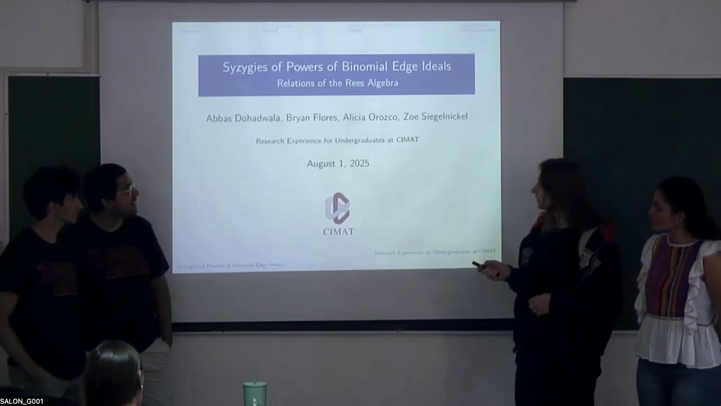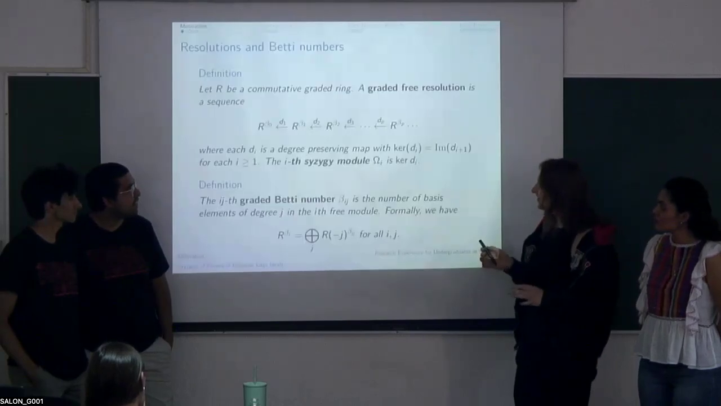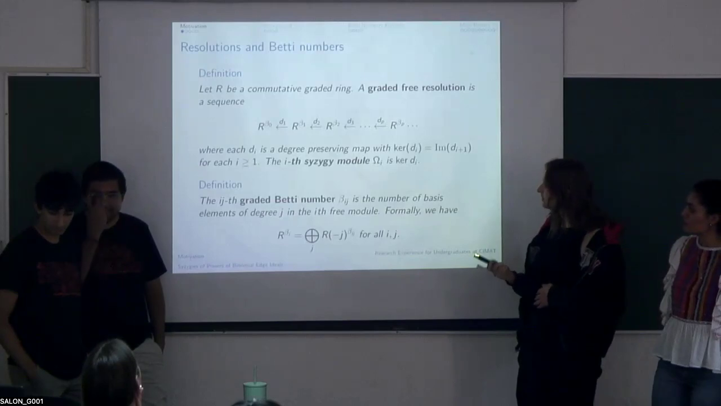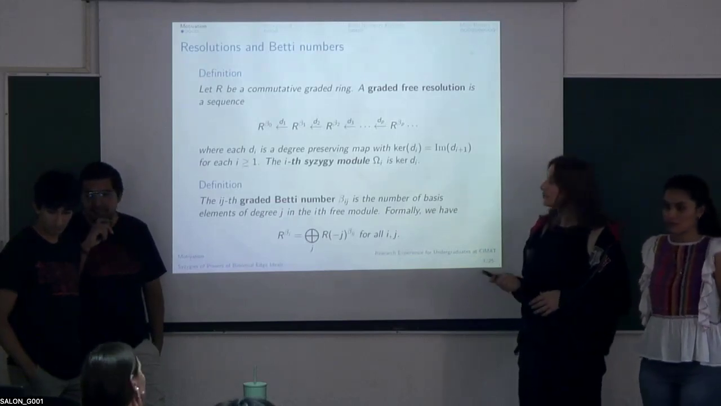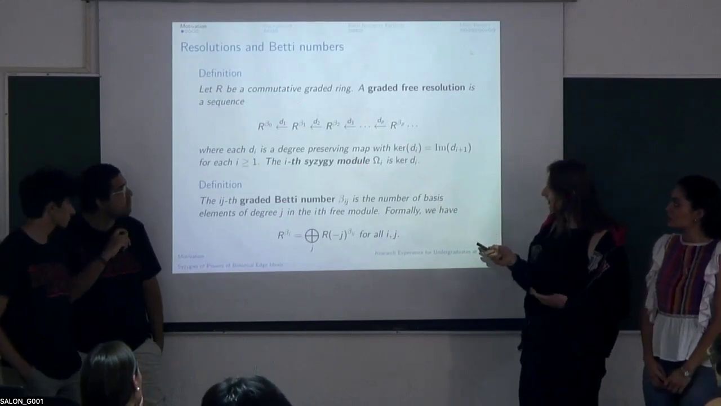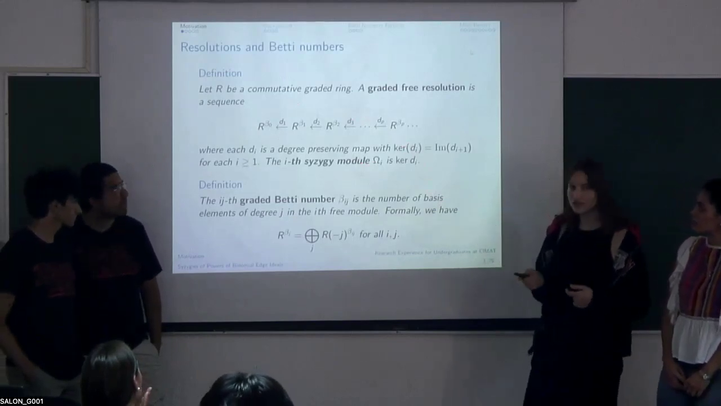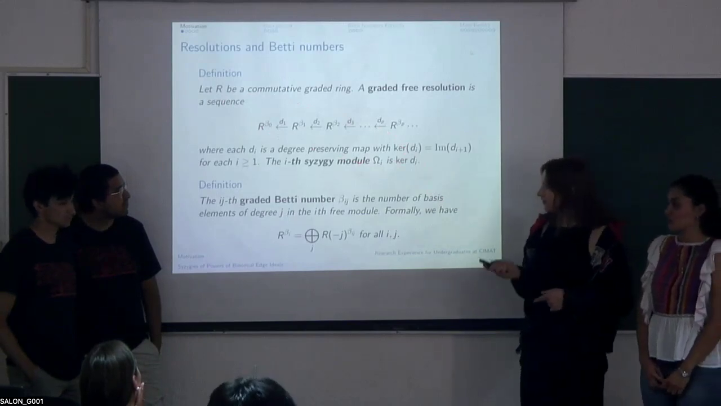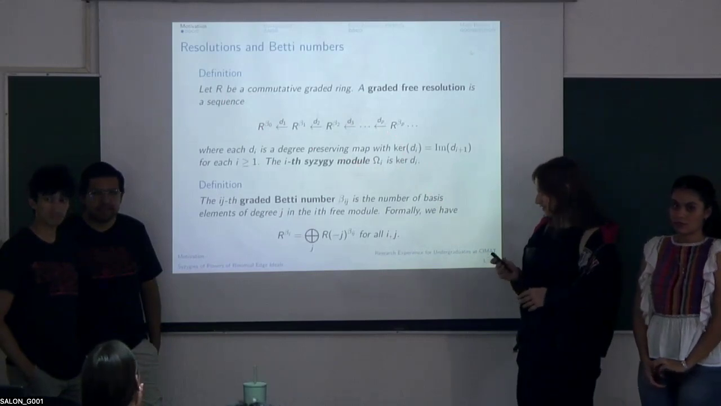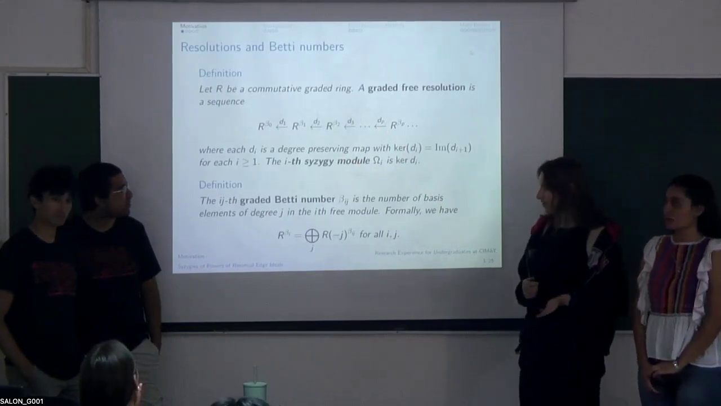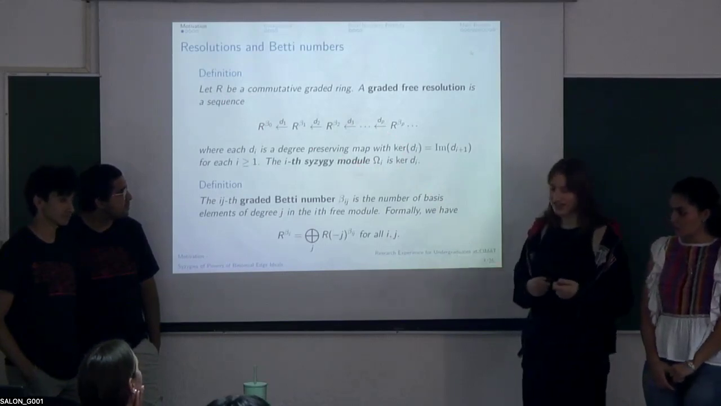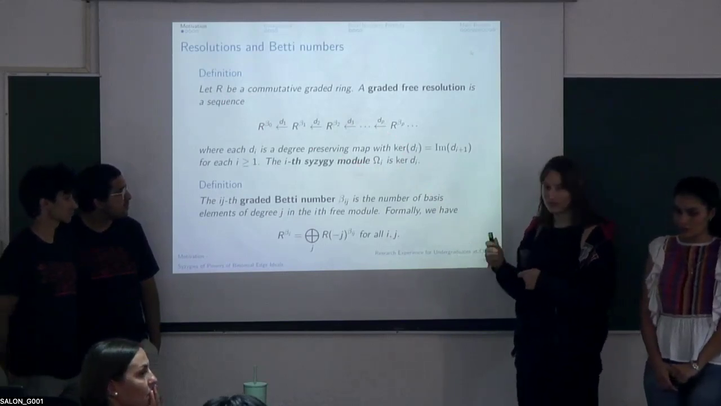So in order to motivate this problem, we need to define some things. Our first definition is a graded free resolution, which is just an exact sequence that looks basically like this. Importantly, the differentials are all degree preserving maps. We define the ith syzygy module to be the kernel of the ith differential. Similarly, the ith graded Betti number beta_ij is the number of basis elements of degree j in the ith free module in the free resolution.